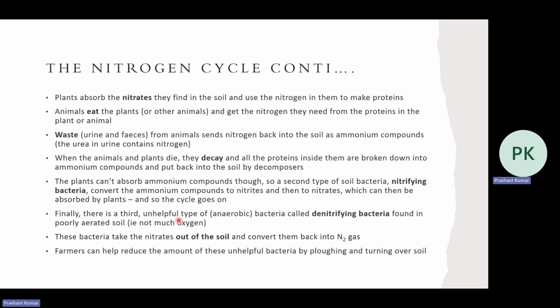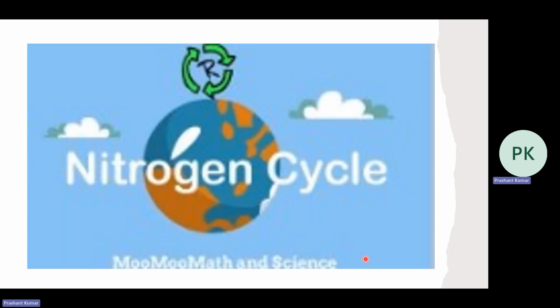Finally, there is a third unhelpful type of bacteria we call denitrifying bacteria, and they are found in poorly aerated soil, that is soil without oxygen. These bacteria take the nitrate out of the soil and convert it back into nitrogen gas, which is not good. Farmers can help reduce the amount of these unhelpful bacteria by turning the soil, by plowing, so that they can make the soil more airy.